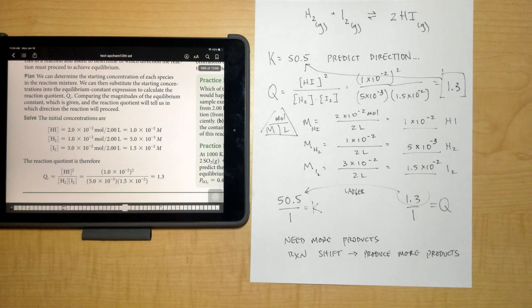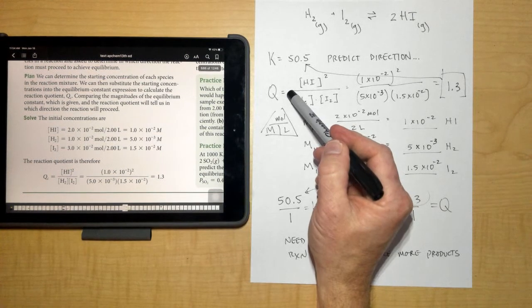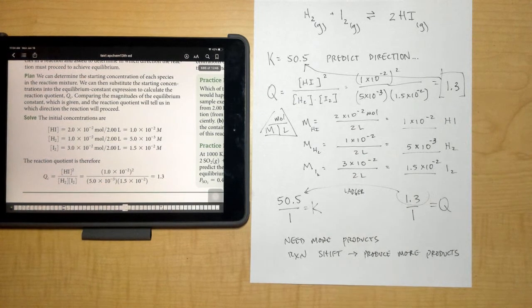So there's an example of Q, the reaction quotient, used to predict the direction the reaction has to shift in order to achieve equilibrium.